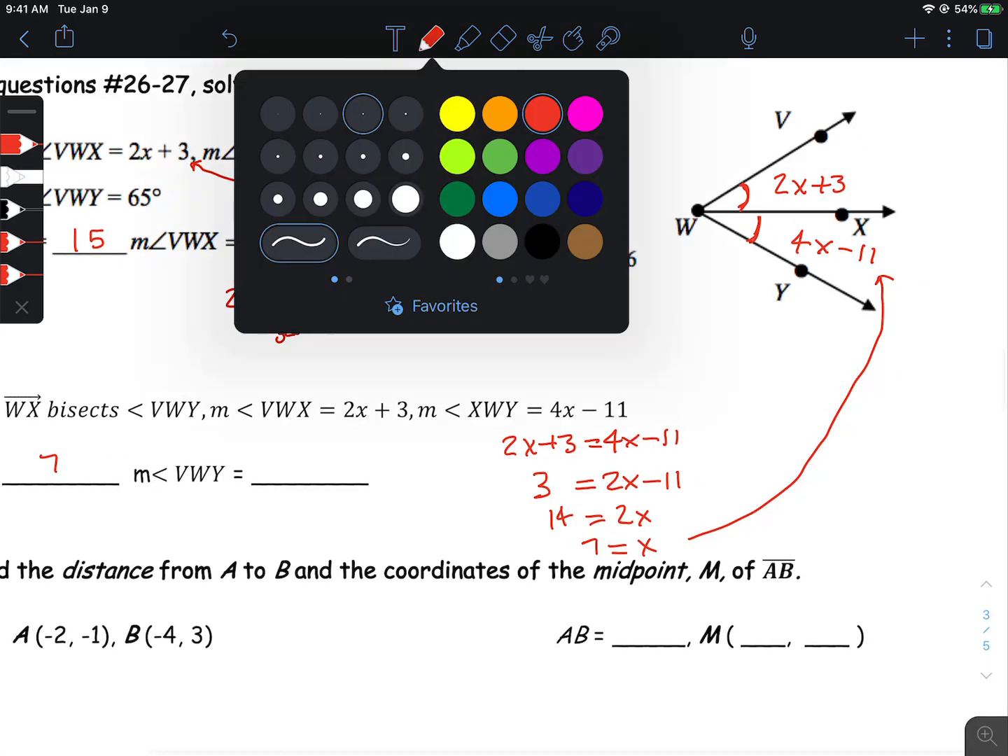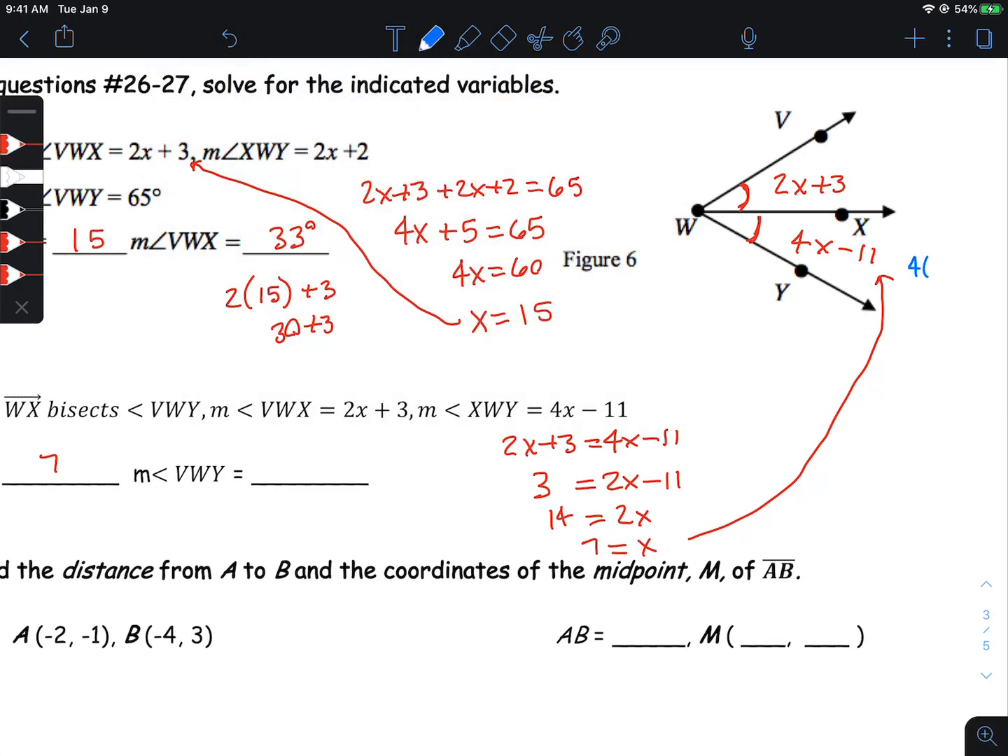So here's what I mean by that. We'll do 4 times 7 minus 11. So I think that's 28 minus 11. So that should give us about 17 degrees right there. You could go and check and make sure that works out when you plug into this right here. 2 times 7 would be 14. 14 plus 3 would also be 17 degrees. And since they're both 17, you can just say 17 times 2 since there's 2 of them. Actually, hang on, that'd get you to 34.